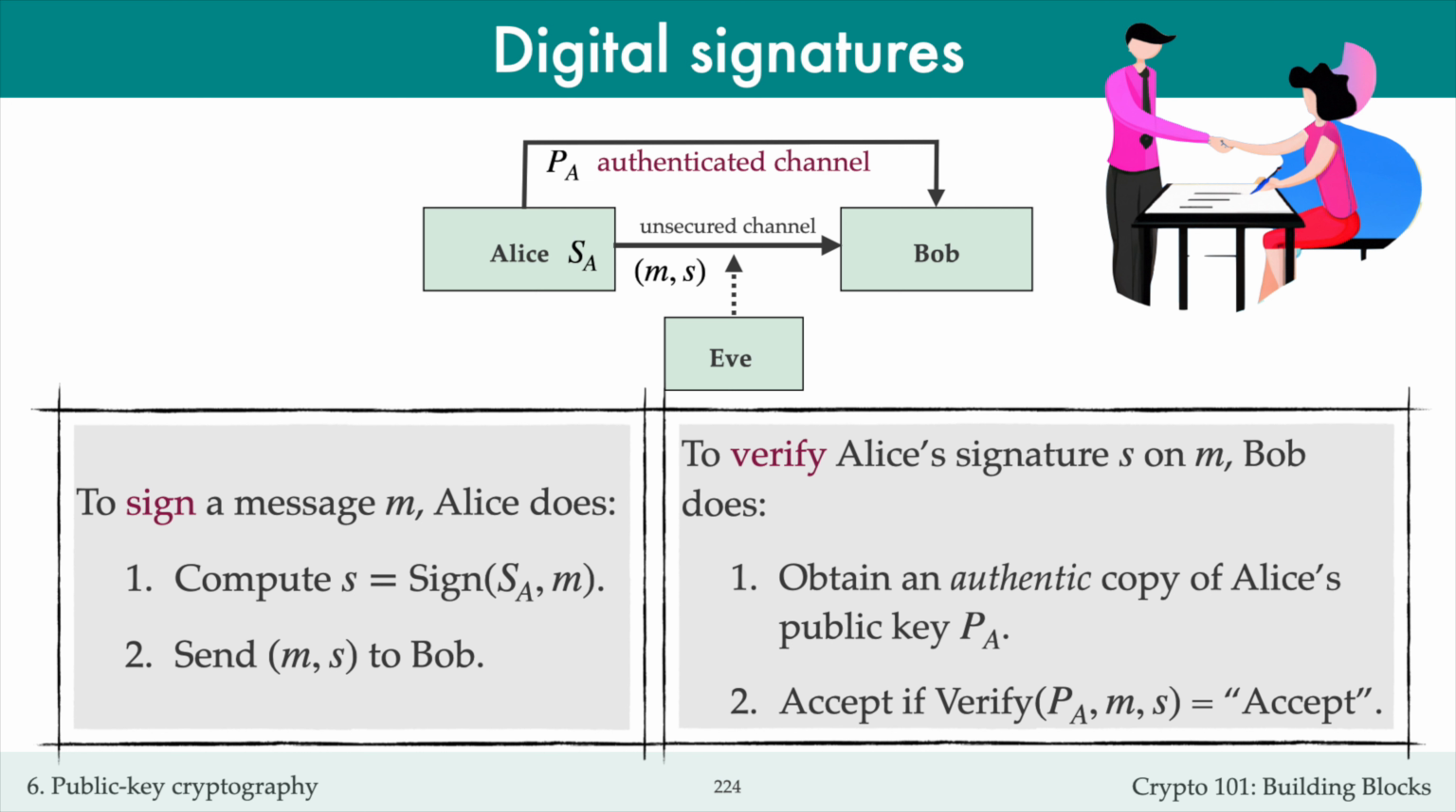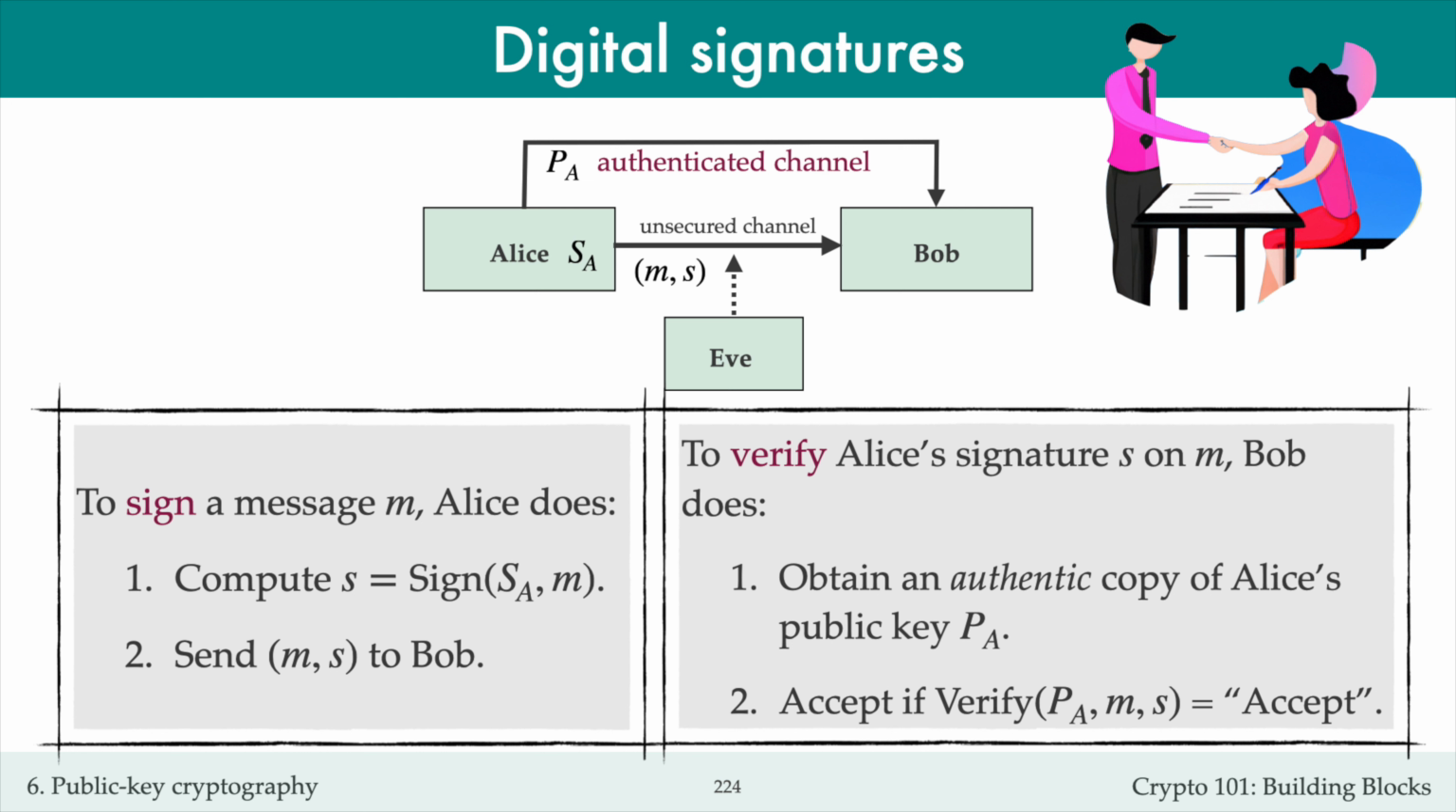An adversary who wishes to compute Alice's signature S on the message M presumably cannot do this because the adversary does not know Alice's secret key S sub A. Note that signatures are message dependent, so each time Alice signs a message, she can get a different signature S.